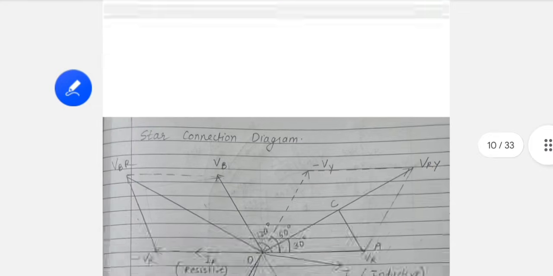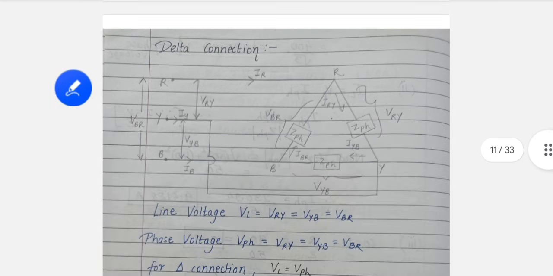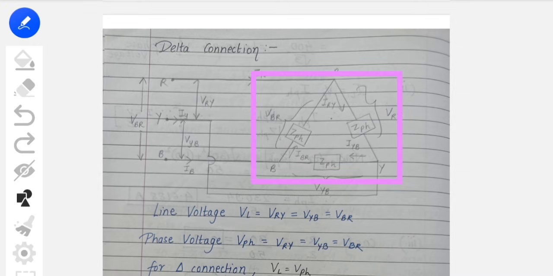Okay, then we will dive into delta connection. Okay, again of the same importance. If star connection is not asked, delta connection is there. If delta connection is not asked, then star connection is there. So both questions are mandatory, so you have to practice them. There is no option. So for delta connection, you can see we have made a delta. For this you can consider impedance this time.